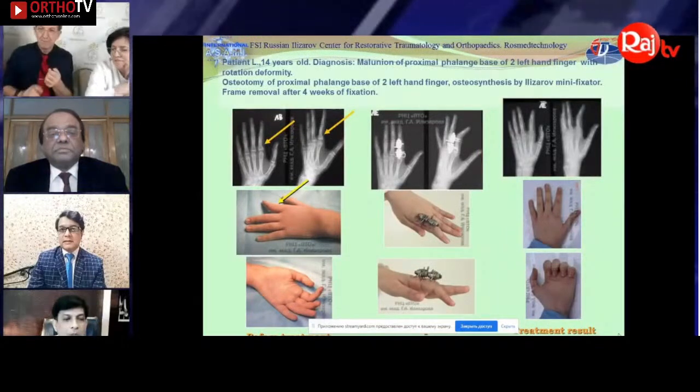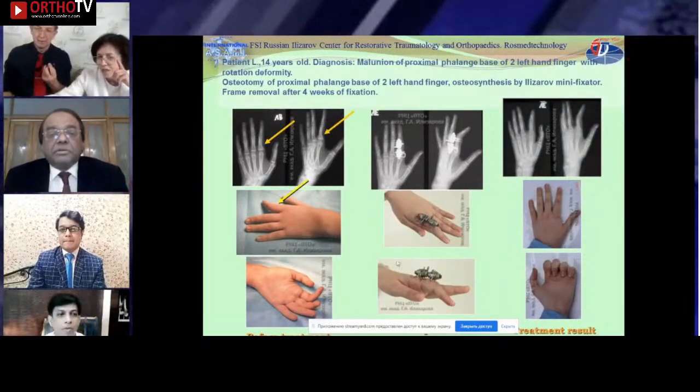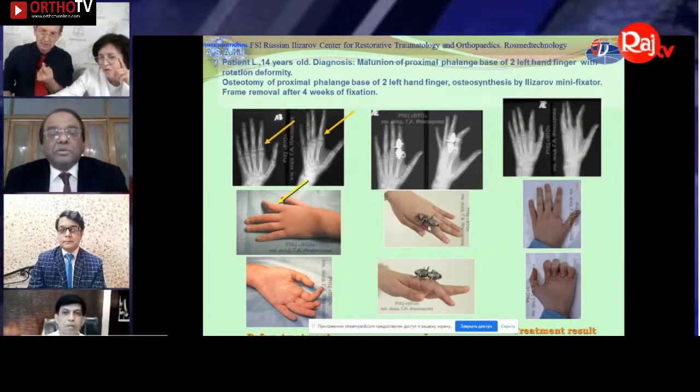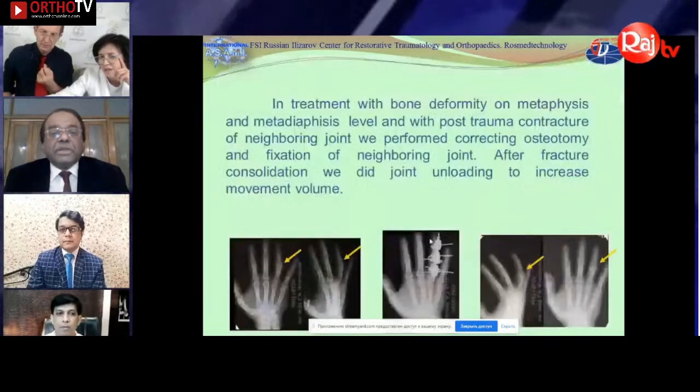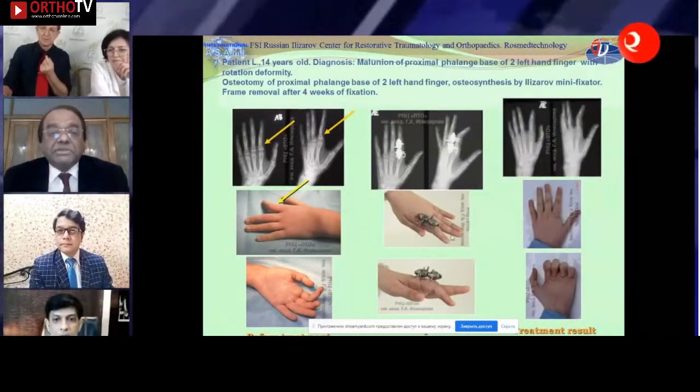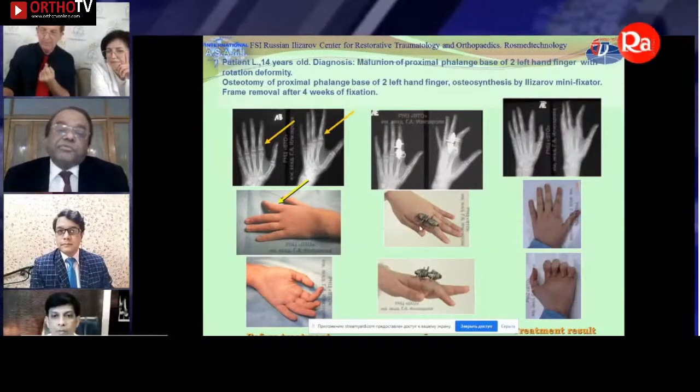I think it is in the first or second slide. Second slide. You can see this place of osteotomy. This place of osteotomy. Can you see? Yes.